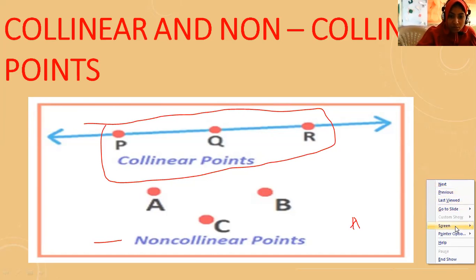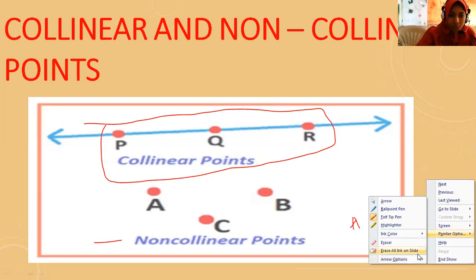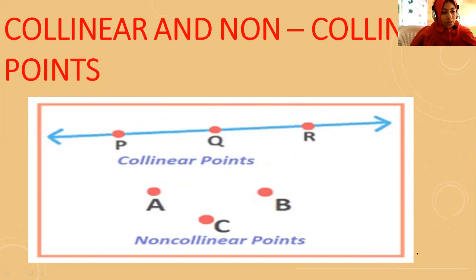We cover here the definitions of point, ray, line segment, line, parallel line and intersecting line, then collinear points and non-collinear points. You have read about all these things. Let's take a small summary.